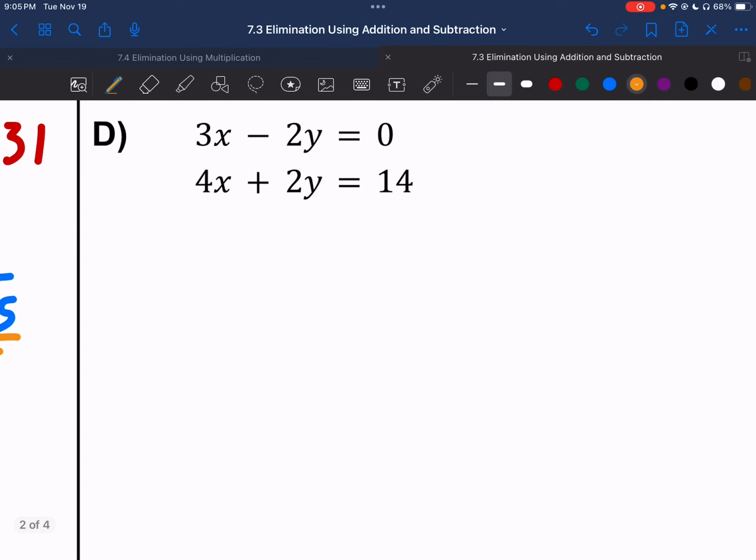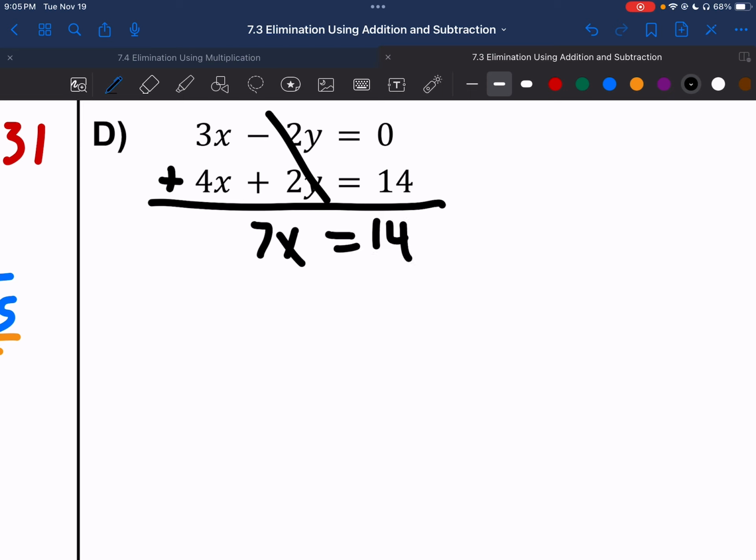Letter D. We're going to go ahead and add these two equations together because positive 2y and negative 2y are opposites. So when we do that, 3x plus 4x is 7x. The y's cancel out is equal to 14. Divide both sides by 7. X is equal to 2.